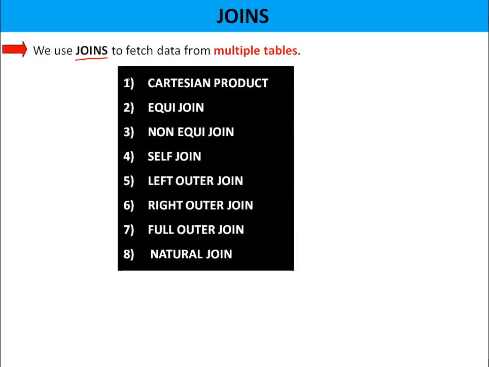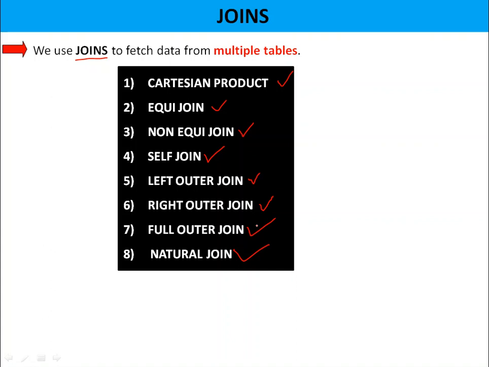Joins. You all are familiar and comfortable with fetching data from a single table, but in most cases you have to fetch from multiple tables. In such cases, joins are the only option. In total, we have 8 types of joins: Cartesian product, equi-join, non-equi-join, self-join, left outer join, right outer join, full outer join, and natural join. We'll cover all 8 joins in detail.